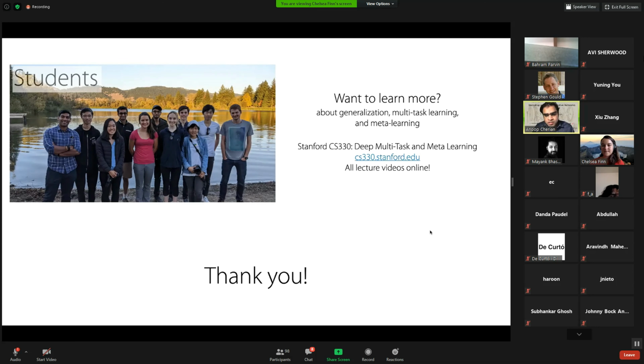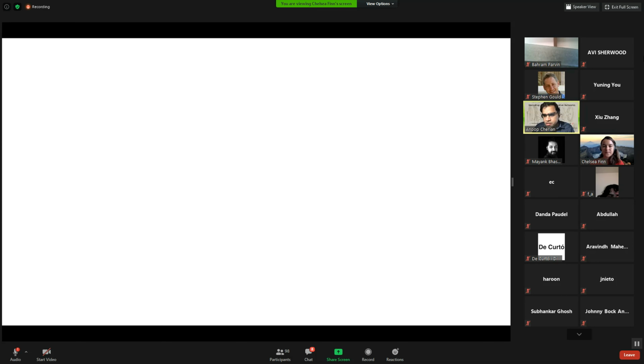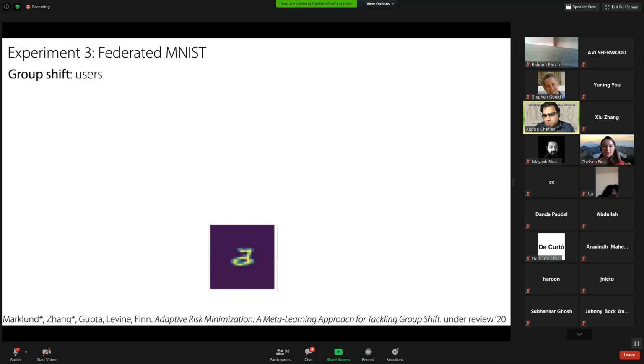So you talked about this distributional robust optimization, DRO, and you mentioned adversarial distributions in it. So how are you learning these adversarial distributions? Is it on unlabeled data or labeled data, or how do you adapt it?